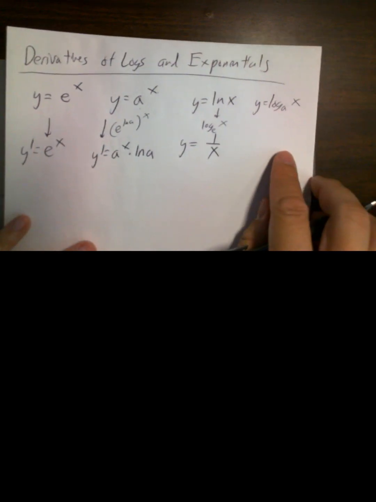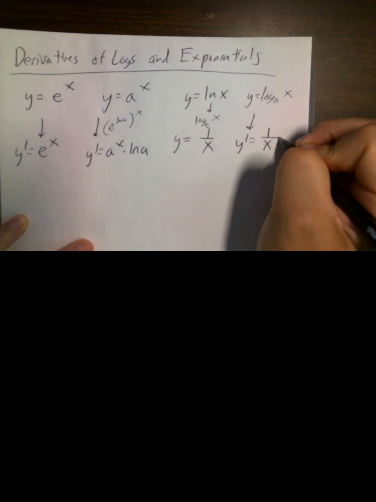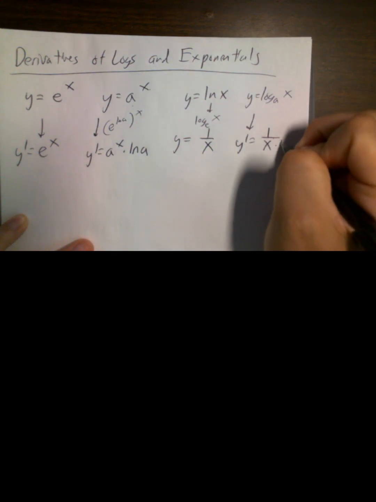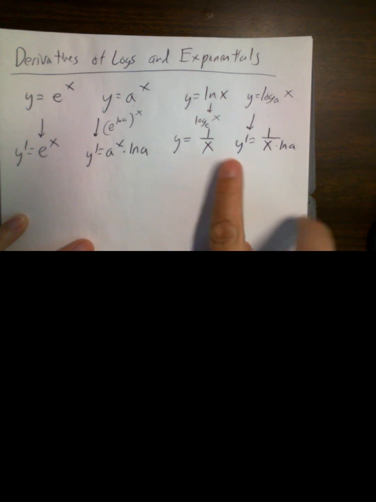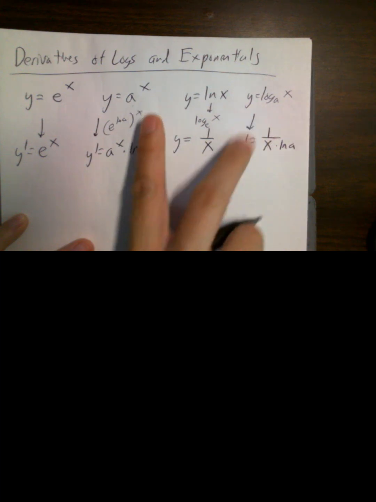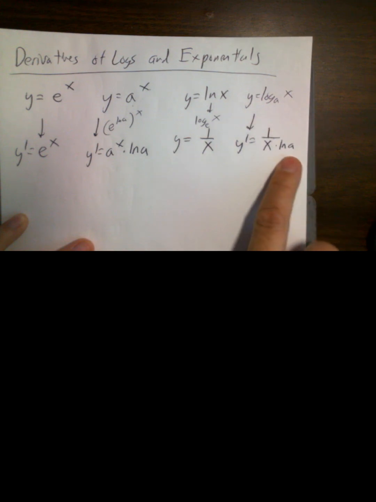The derivative of log base a of x will be 1 over x, but now we're going to multiply on the bottom an extra factor of natural log of a. So note that in both of these cases we have a factor of natural log of a. For the derivative of an exponential, it remains on top. For the derivative of log, it joins the x on the bottom.